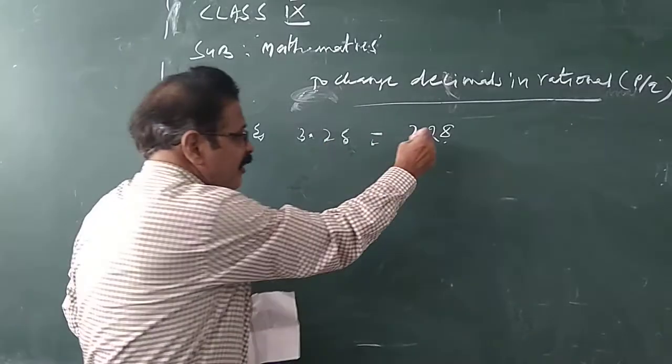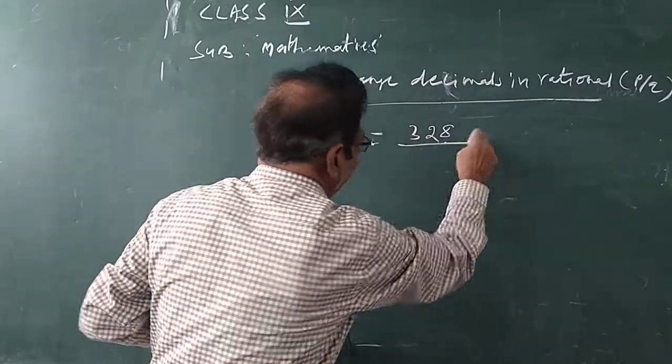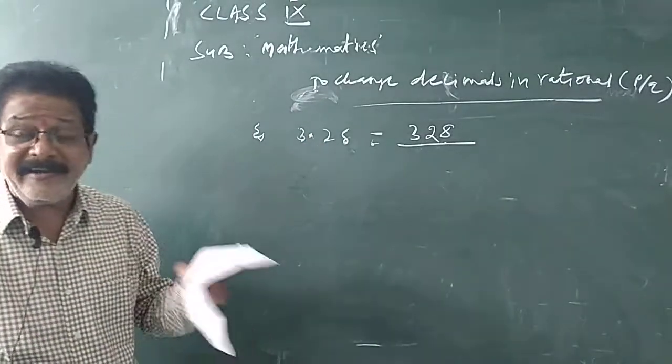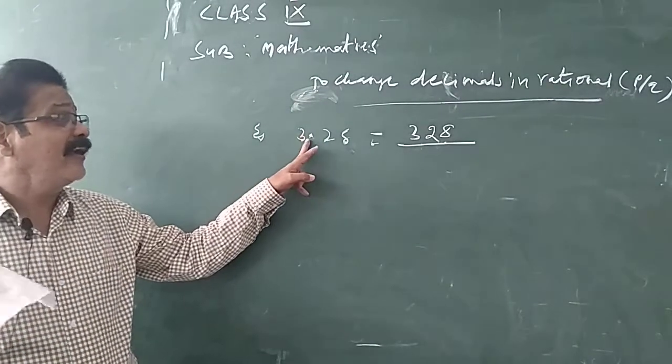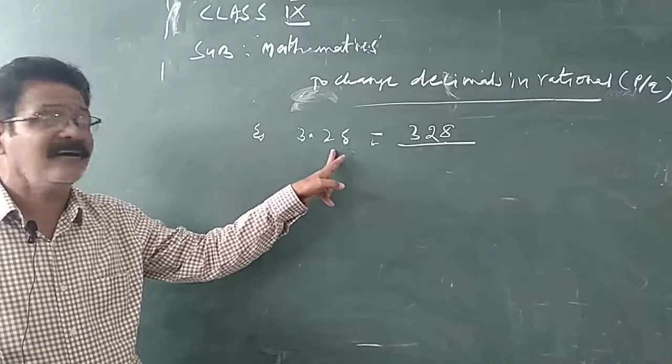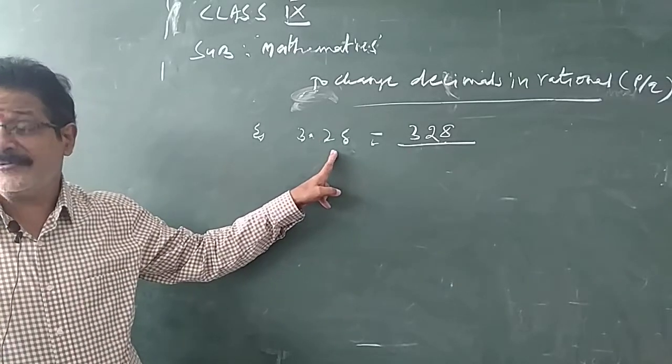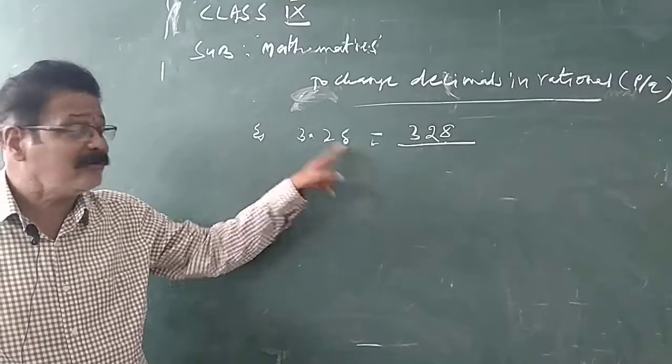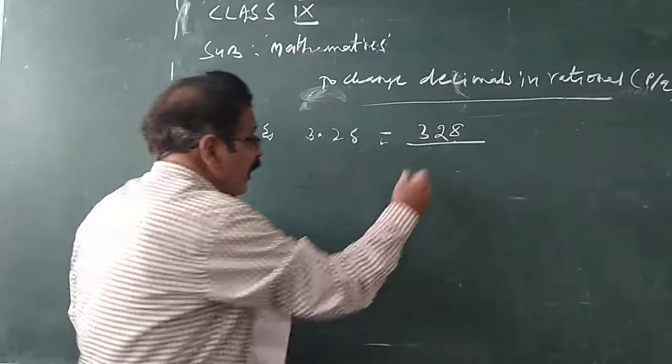Put together, the result you write as the numerator. Now in the denominator, write as many zeros as there are digits after the decimal. After the decimal, how many digits are there? 2 digits are there. You have to write 100.